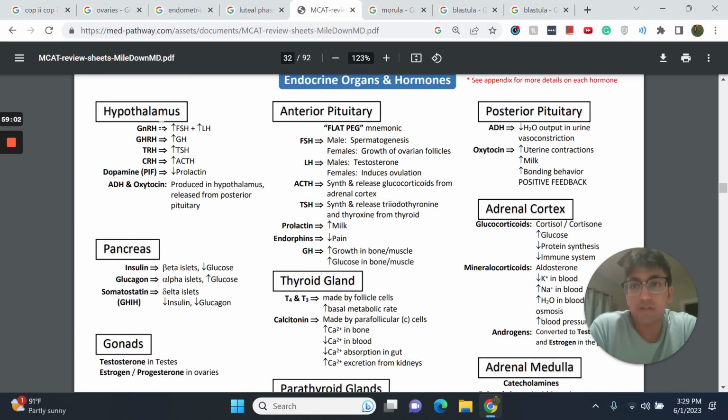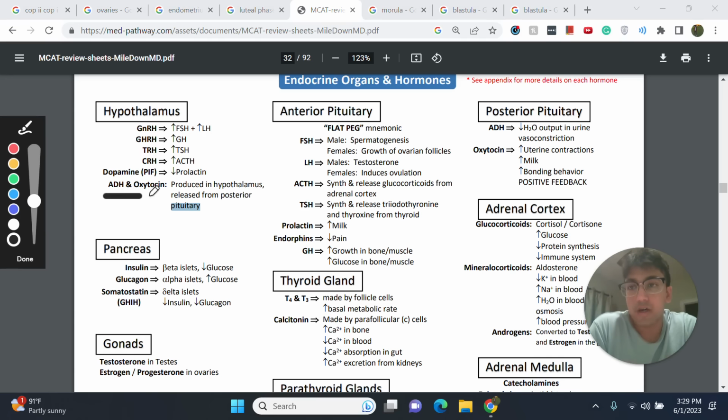The hypothalamus has GnRH, GHRH, TRH, CRH, dopamine, ADH, and oxytocin, right? So basically, I'll talk about ADH and oxytocin. These are produced in the hypothalamus, but they're released from the posterior pituitary, right? So if you look, ADH and oxytocin are produced in the hypothalamus, but they're released, as you can see, in the posterior pituitary. Dopamine decreases prolactin, which we'll also talk about.